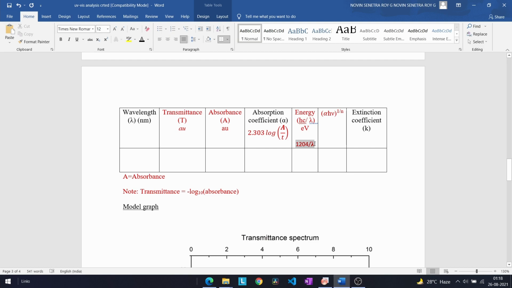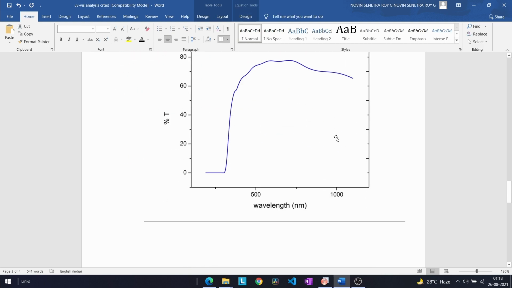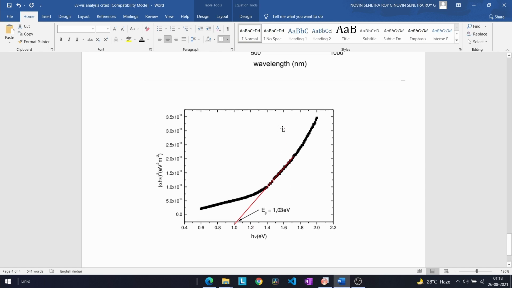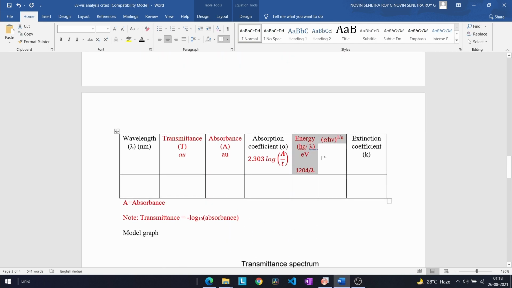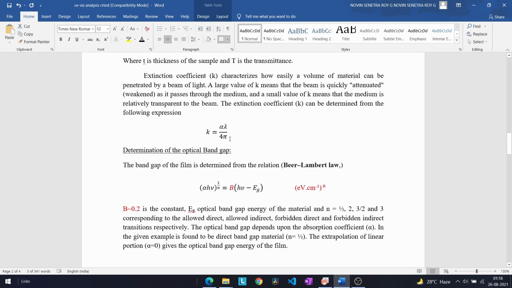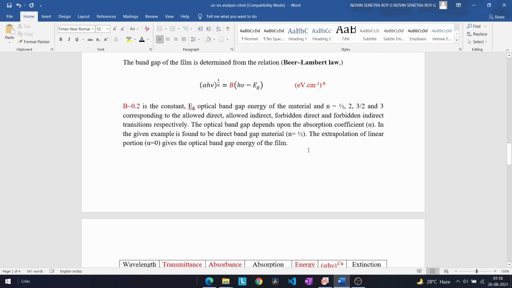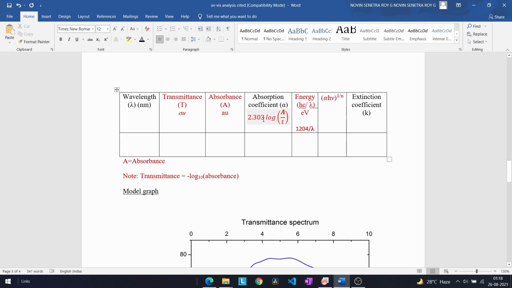You can directly calculate this value, because hc is going to be 1240, and from there you can calculate this value. If you plot the graph between this and this, you will get a graph like this. This is called the Tauc plot, and this equation is called the Moss relation. You can also find the extinction coefficient k from this graph, since you have alpha and you have lambda. Using the same, you can calculate the extinction coefficient.